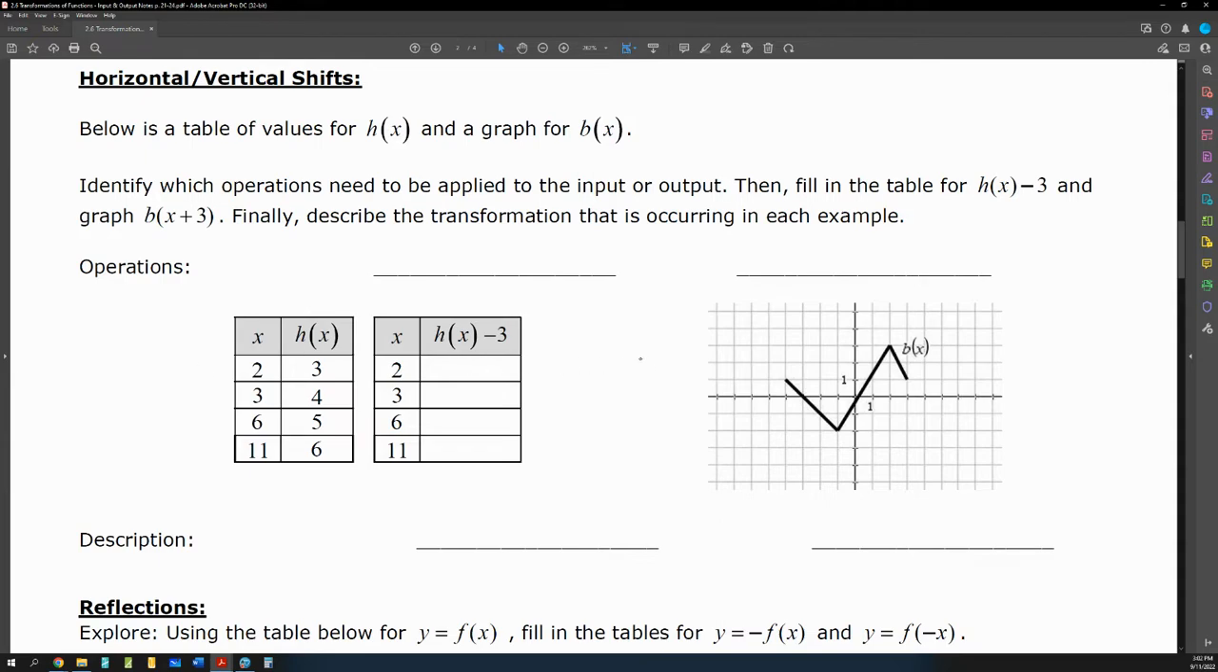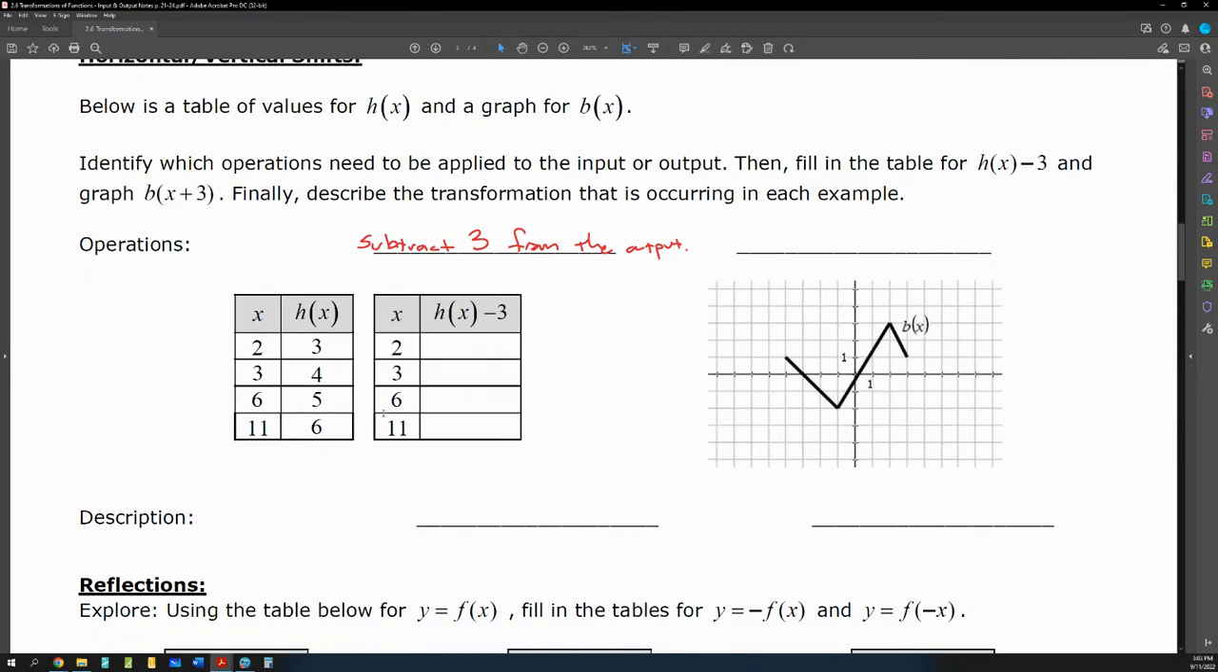So I'm looking at this table, and to evaluate h of x minus 3, we're simply subtracting 3 from the output. Now, just as a reminder, remember x is our inputs, and then h of x is our outputs. So if we're subtracting 3 from the outputs, we can simply just take our h of x values and subtract 3 from them. So h of 2 is 3. We're going to subtract 3 from that, and we get 0.